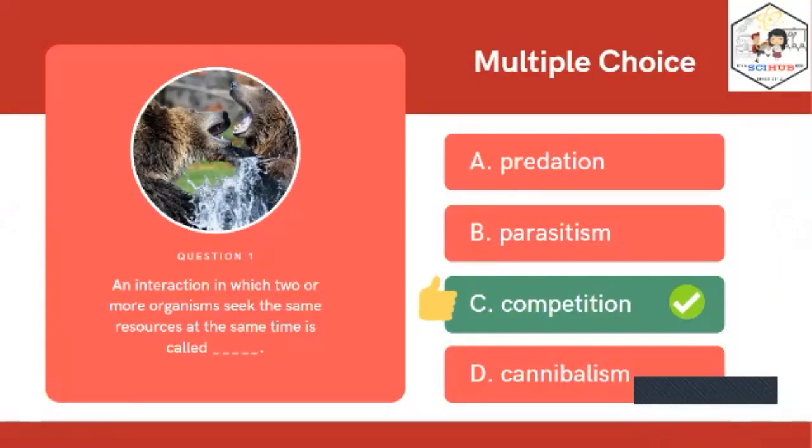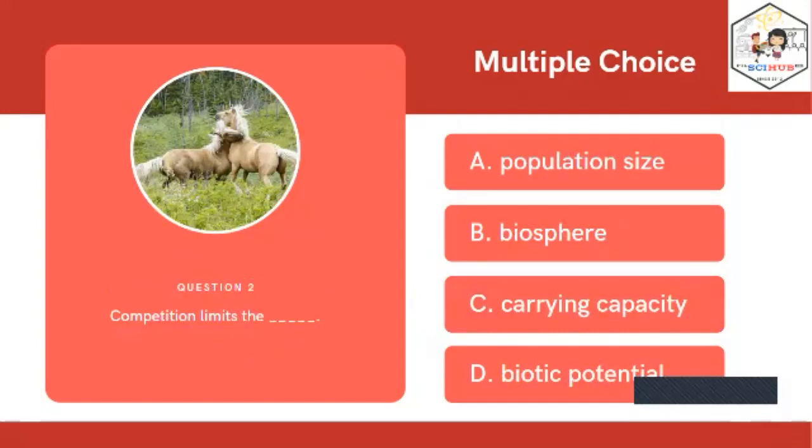So because the three remaining choices do not involve the interaction of two or more organisms seeking the same resources completely, because predation, parasitism, and cannibalism involve the dominance of one or more type of organism.